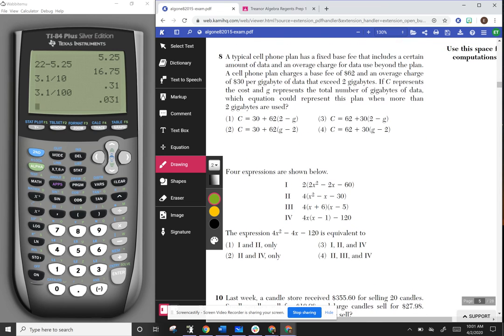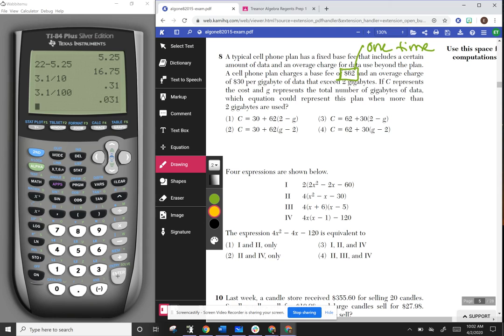Question number 8. A typical cell phone plan has a fixed base fee that includes a certain amount of data and an overage charge for data used beyond the plan. A cell phone plan charges a base fee of $62. So that base fee is going to be a one-time fee. So only one time. And the overage charge is $30 per gigabyte.